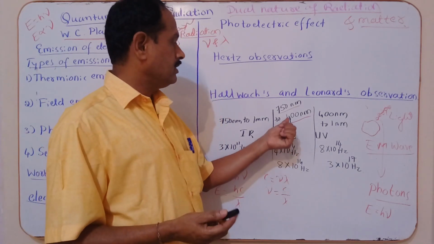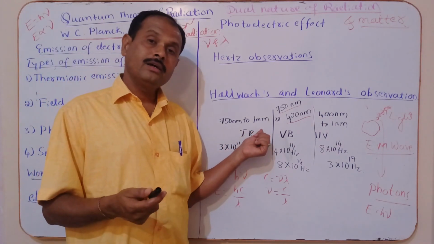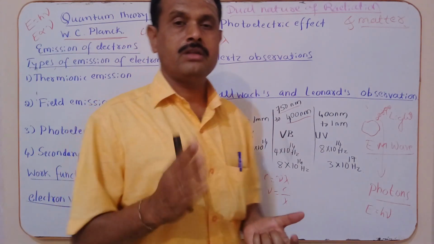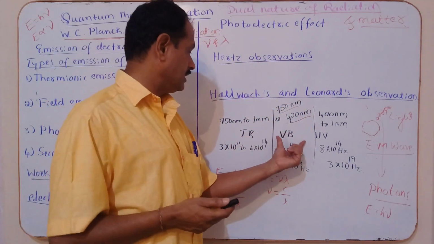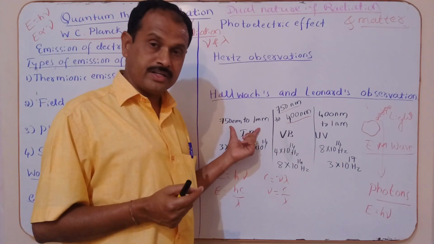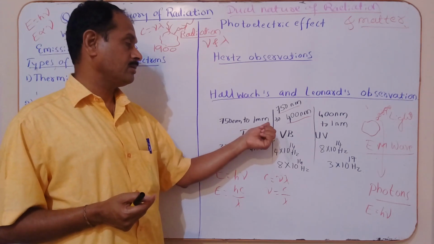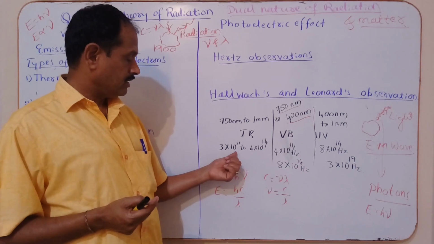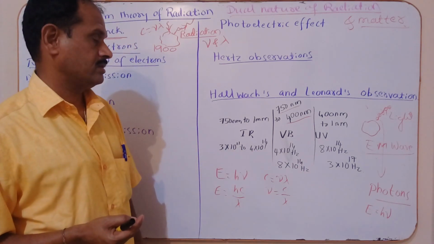Now, the wavelength of the electromagnetic radiation which is greater than the visible radiation, these are called infrared rays. That is, the radiation whose wavelength is greater than visible, we call infrared radiation. The wavelength is 750 nanometer to 1 millimeter. Frequency is 3 into 10 to the power of 11 to 4 into 10 to the power of 14 hertz.